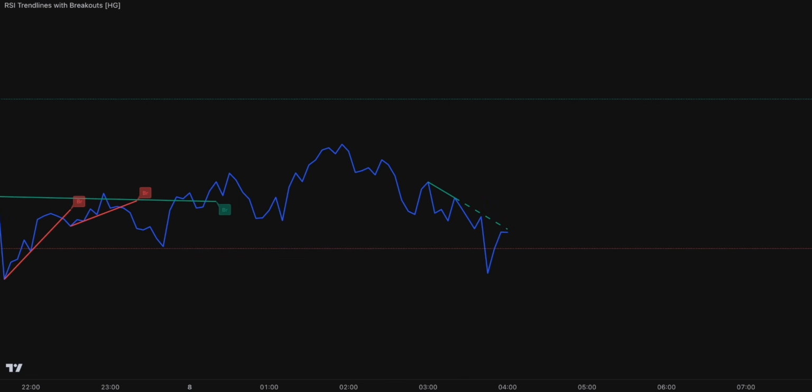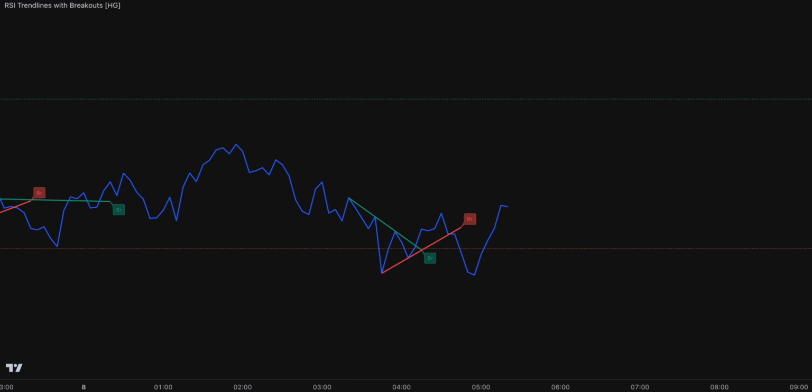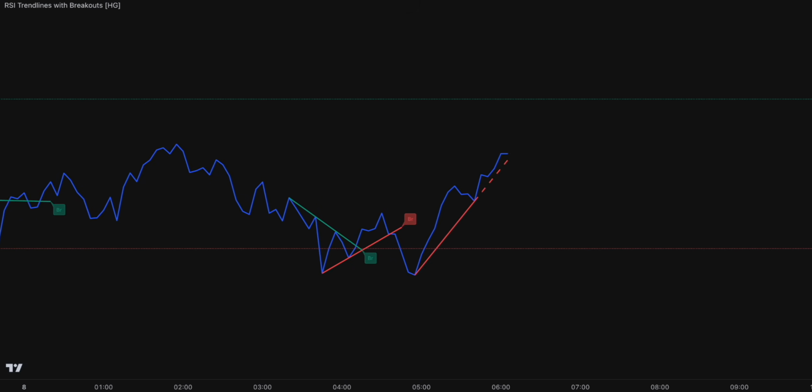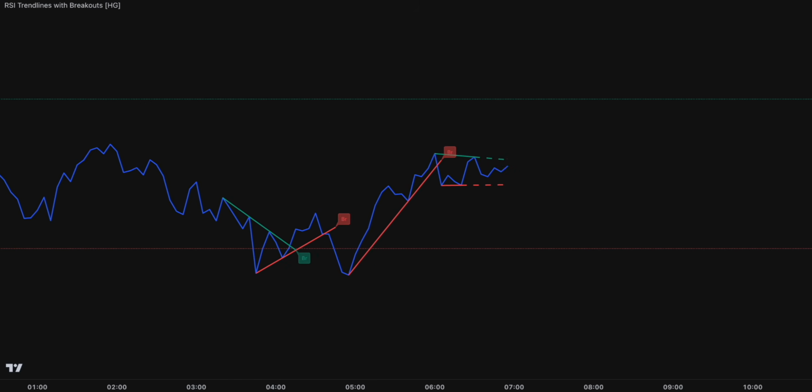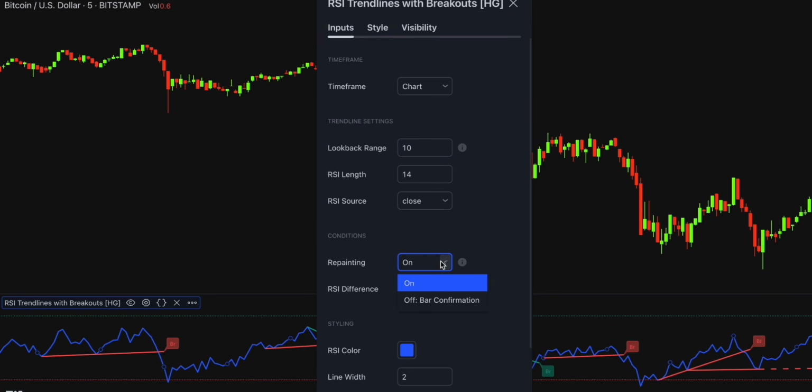When the RSI breaks above the trend line, a buy label is printed. A sell label is shown when the RSI breaks below the trend line. To increase the accuracy of the signals, I prefer to set the look-back range to 10. Also, repainting should be disabled. The color of the labels and lines can be adjusted as well.